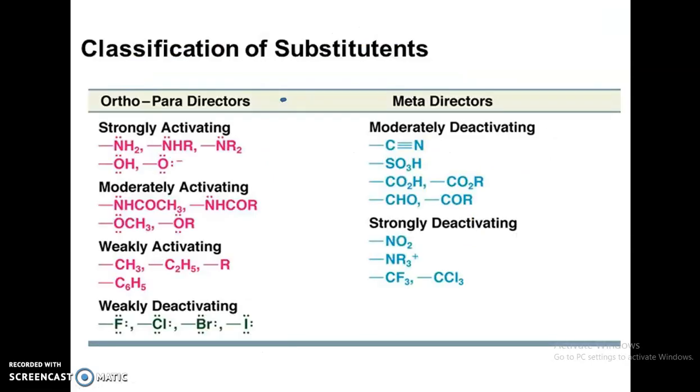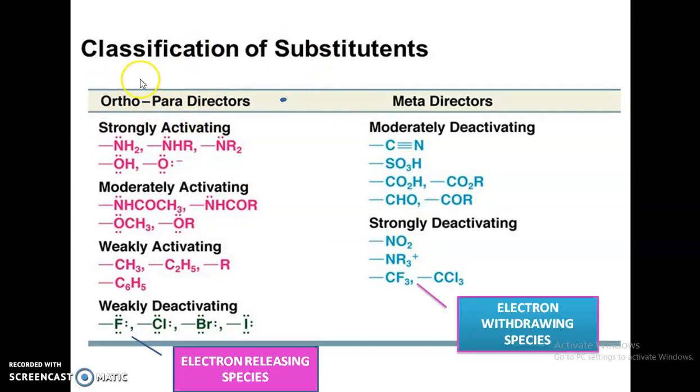Okay. So we have seen this in the resonance as well. So these are the activators, which are electron releasing species, categorized as ortho para directors, whereas these are the meta directors, which are electron withdrawing species. A very important table, everybody should have this in mind every time they are going for an electrophilic aromatic substitution reaction or for resonance.